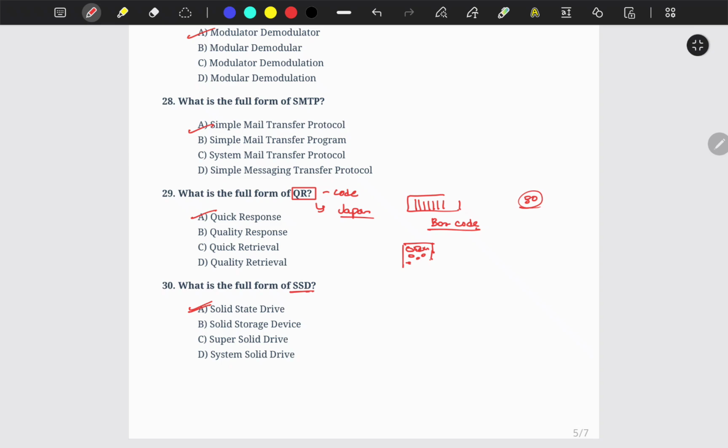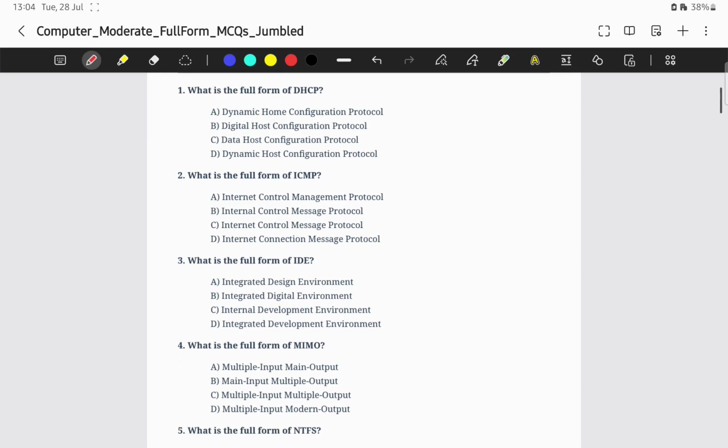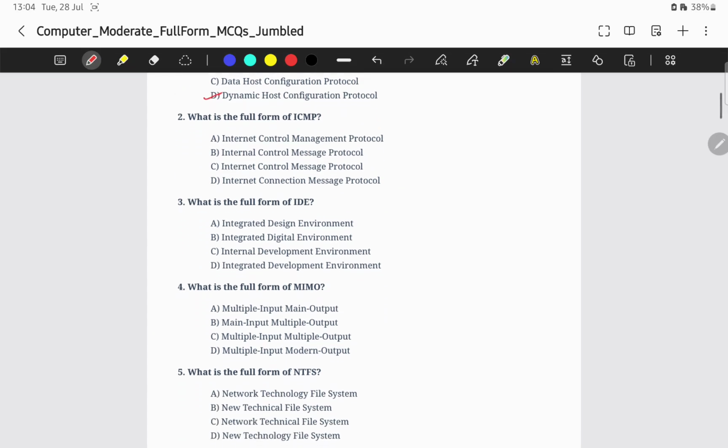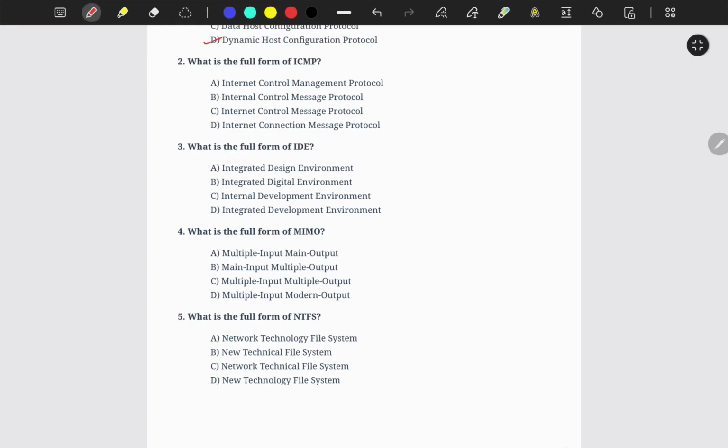So now we'll move on to the next 30 questions. To the next question, what is the full form of DHCP? The correct answer is Dynamic Host Configuration Protocol, option number D. Next one, what is the full form of ICMP? The correct answer is Internet Control Message Protocol, option number C.